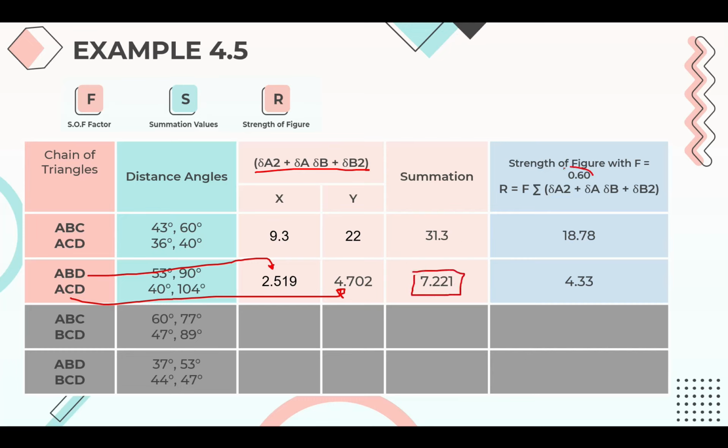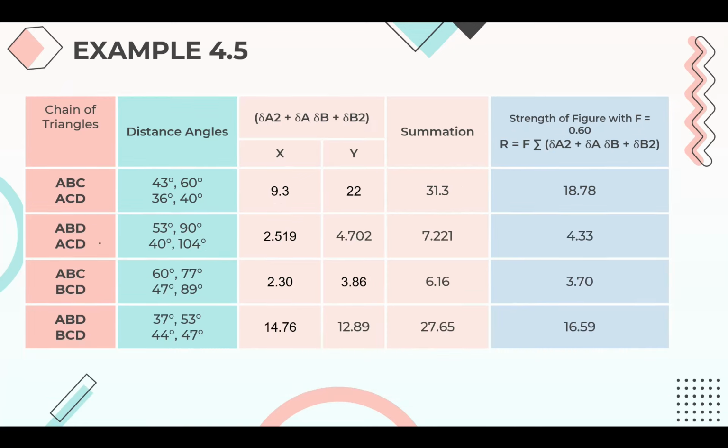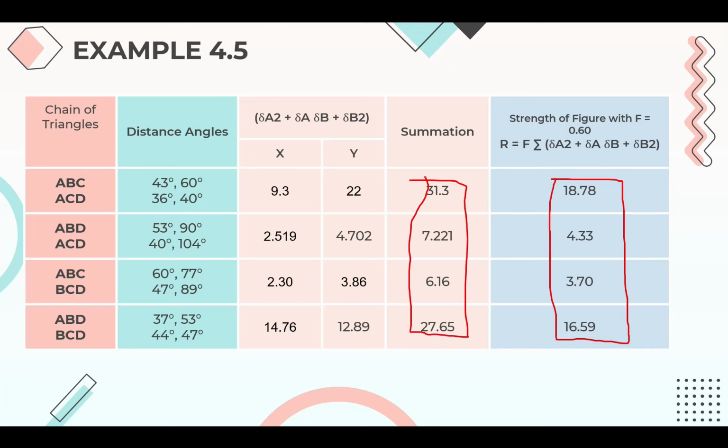7.221. We multiply that by 0.60 here, and we should get 4.33. Now, I already solved this for you. If you want, you can try solving them at home and just check it with my answers here. I'm not going to go through all of them because we're running out of time. But as you can see, the smallest strength of figure value. So guys, remember, these values here, we multiplied it by our f, okay? Our f here is 0.60. All of these values, we multiply that by 0.60 and we will get these values here in a column. And our smallest value of strength of figure is 3.70.